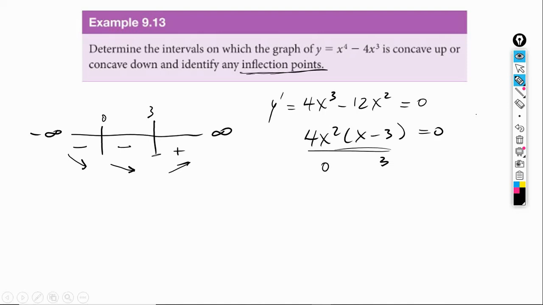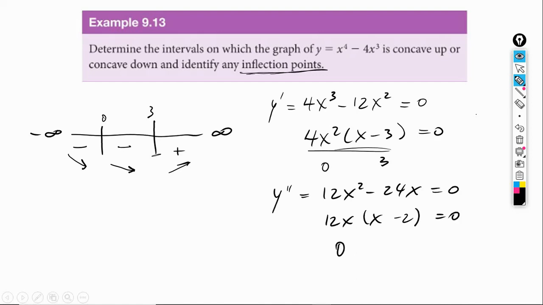But the most direct way to find all inflection points is by using the second derivative test. So let's find the second derivative. And the second derivative is just doing the derivative of the first derivative, right? And if you do that, you're going to get 12x squared minus 24x, and set this equal to 0. And then we factor out 12x, so it's going to be 12x times x minus 2. So notice that we found 0 again. So 0 is an inflection point. And so is 2.